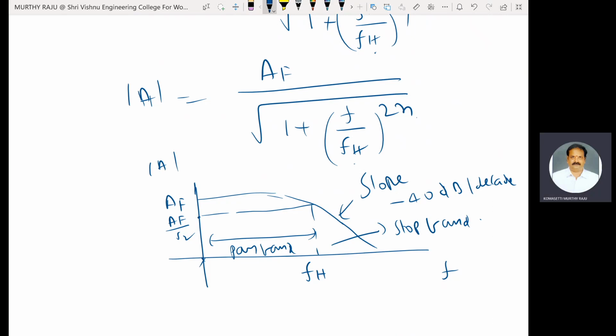This is the entire analysis of that second order Butterworth low pass filter. Here f is less than f_H. Here f is equal to f_H. Here f is greater than f_H. This is the total analysis of the low pass second order Butterworth filter. With this, the analysis of that filter is completed.